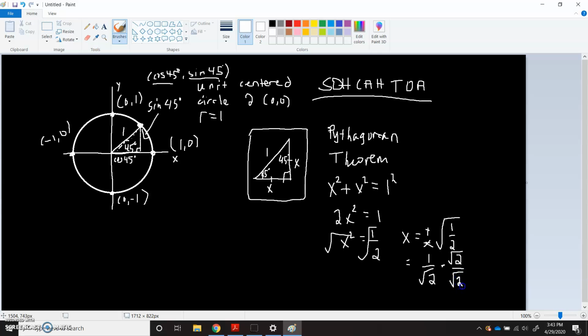To rationalize the denominator, we just multiply by root 2 over 2. You'll see on the top we'll just get root 2. And of course the square root of 2 times the square root of 2 is 2. So if you've ever seen this mysterious looking value on the unit circle, this is actually where it comes from. We can derive it directly with the Pythagorean theorem, and that's practically all we used.